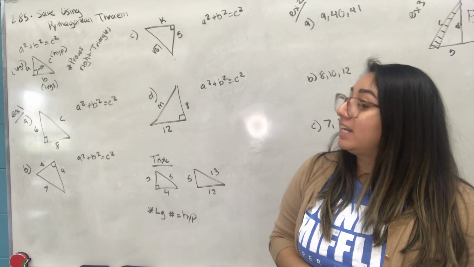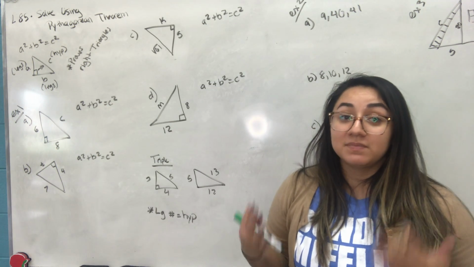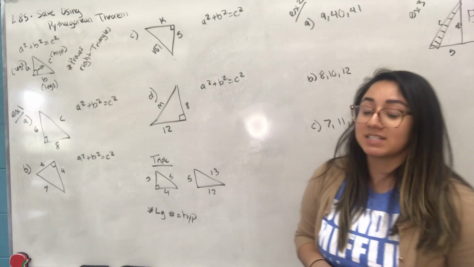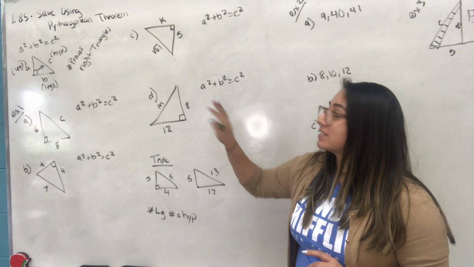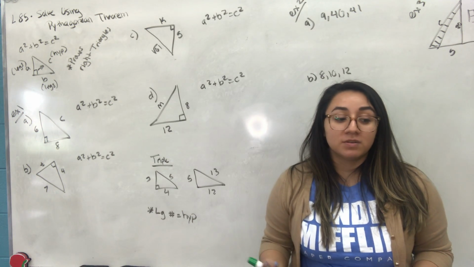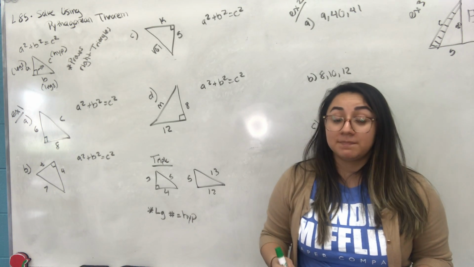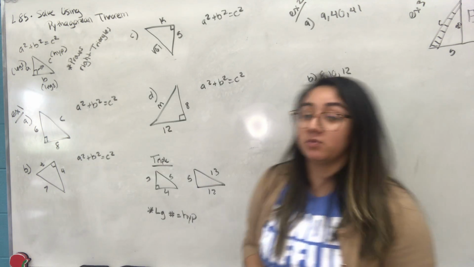This is lesson 85. We're learning about the Pythagorean theorem. This is one of my favorite things to learn. A lot of things in math are my favorite, but this is the Pythagorean theorem. It's dealing with right triangles. This is the beginning of trigonometry, but it's very fun and simple once you understand it.